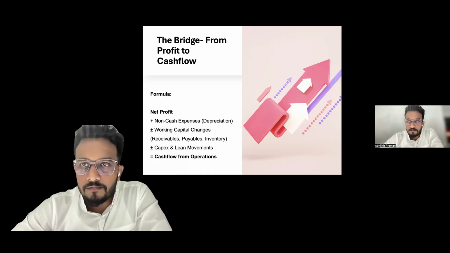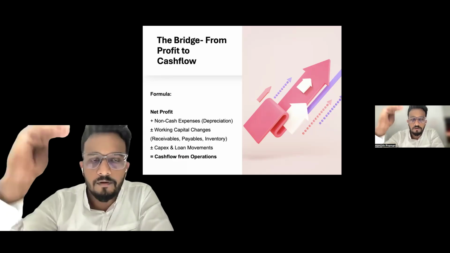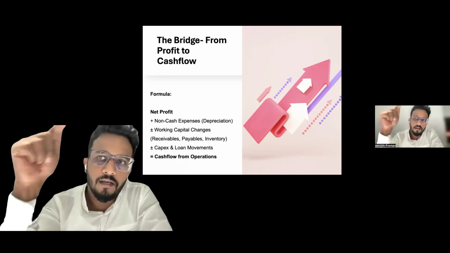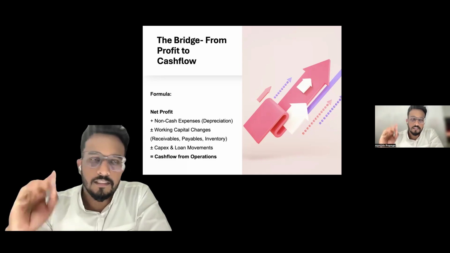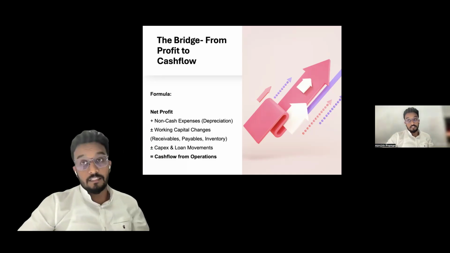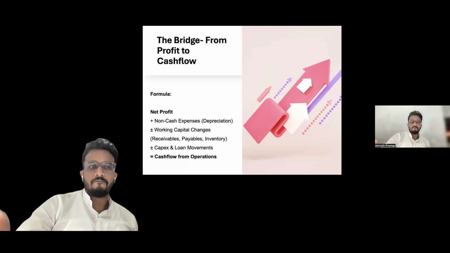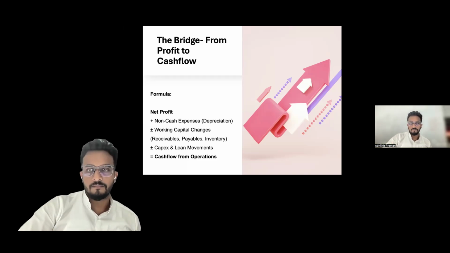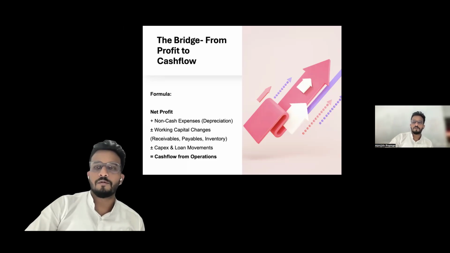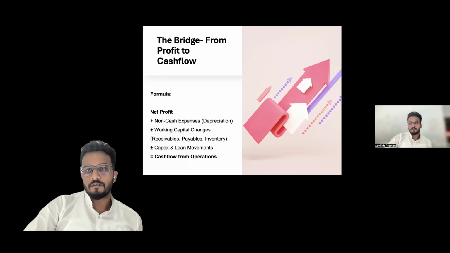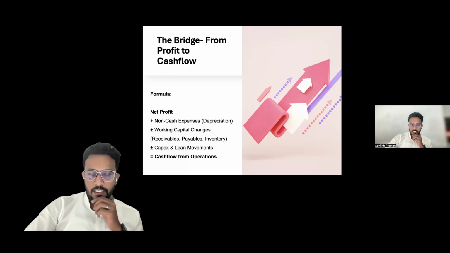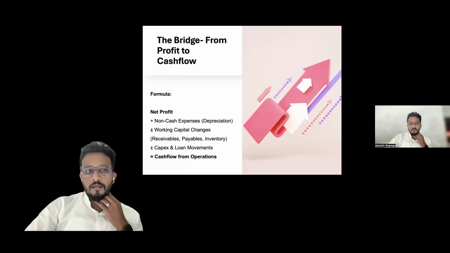This profit we take to the cash flow statement. So profit becomes the first element of the cash flow statement, whereas in the P&L, profit is the last element. In the cash flow statement, we add the non-cash expenses to the profit, such as depreciation. Why are we adding that back? Because that cash has not actually gone out of the business. Then you need to add or subtract working capital changes.